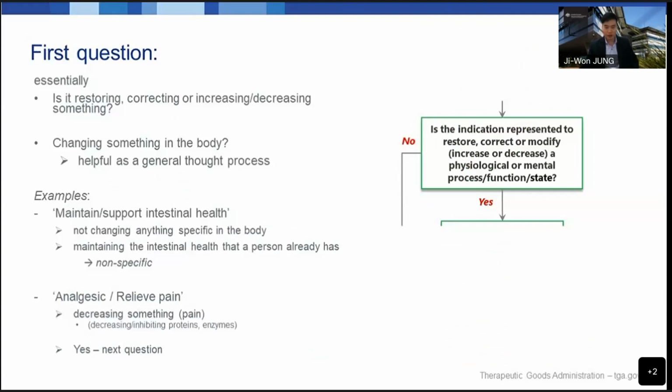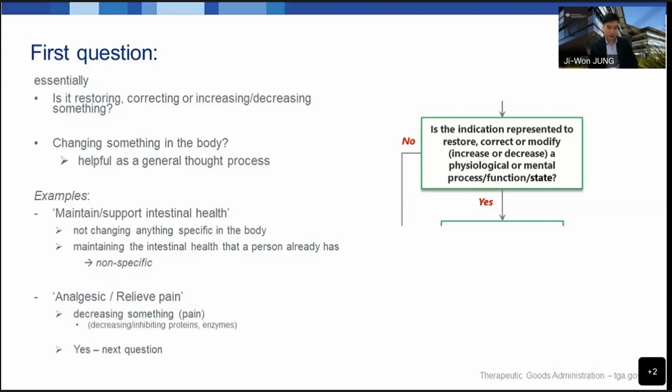So the first question here is: is the indication represented to restore, correct, or modify, which means to increase or decrease, a physiological or mental process functional state? If you break it down, it is essentially asking you, is it restoring, correcting, or changing something. And if it's helpful, you can simplify it further into asking yourself, is it actually changing something in the body? I'll go through some examples here to help you understand this a bit further.